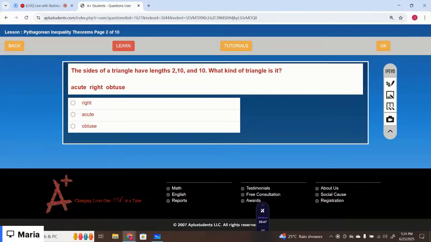The sides of a triangle have lengths 2, 10, and 10. What kind of triangle is this? So which is the correct option?